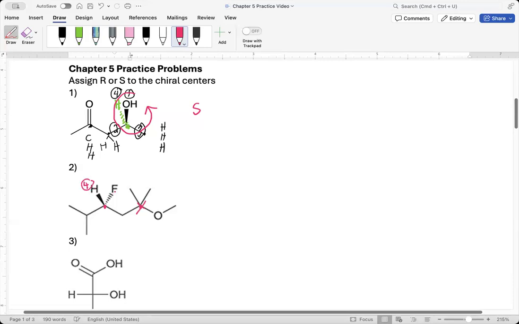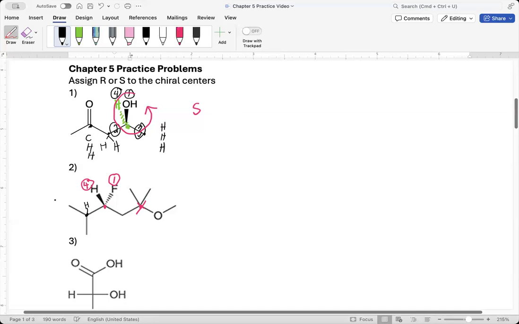And then the highest atomic weight is the fluorine at 19. We're going to give that priority 1. And then we've got 2 carbons to compare. We've got a carbon here on the left that's attached to a hydrogen, because remember, carbon needs to make 4 bonds. So there's a hydrogen and 2 carbons.